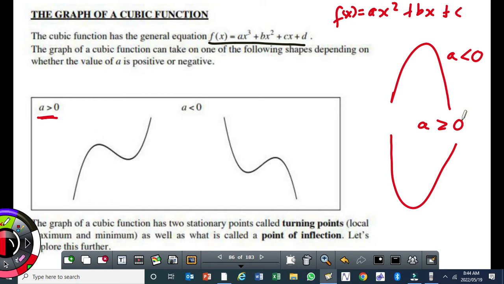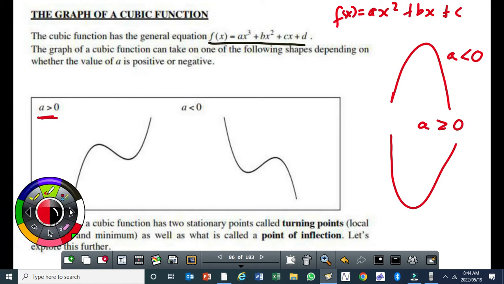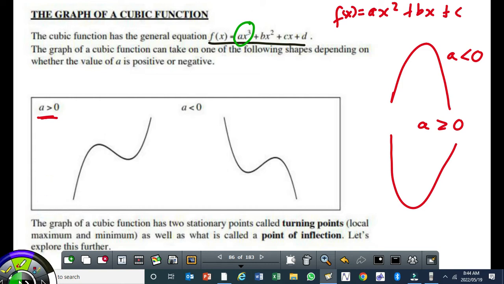But be aware that this a here, the coefficient of the x squared term, is the one which determines the shape of the cubic graph. The value of a, whether it's positive or negative, determines the shape of the cubic graph.